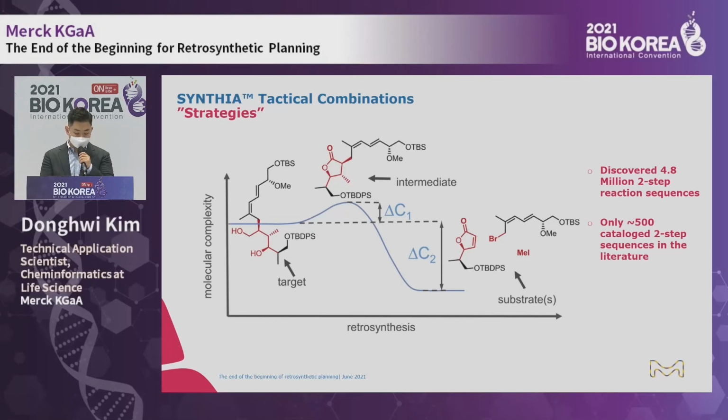In early 2020, Professor Bato's team published the article, Computer-Driven Discovery of a Large Number of These Two-Step Reaction Sequences of Tactical Combination, and it has approximately 4.85 million, the vast majority of which have no previous literature precedent and had never been cataloged before. Up until this time, there were only 500 cataloged two-step reaction sequences.